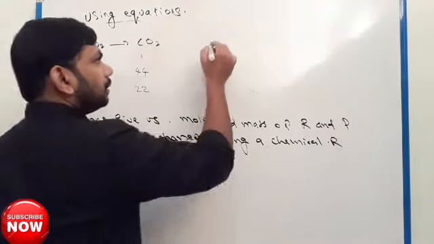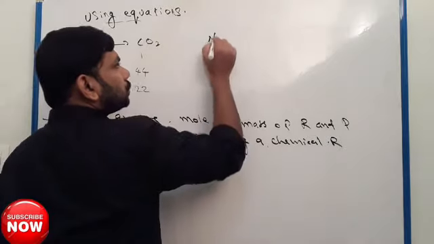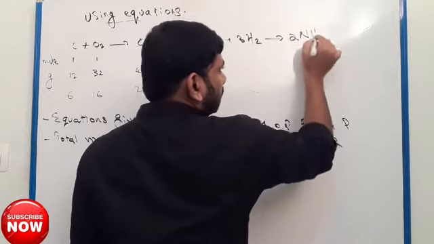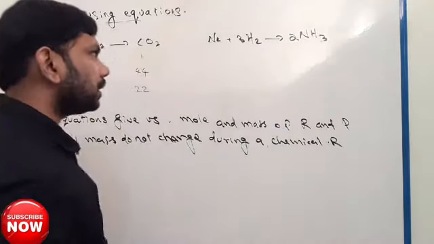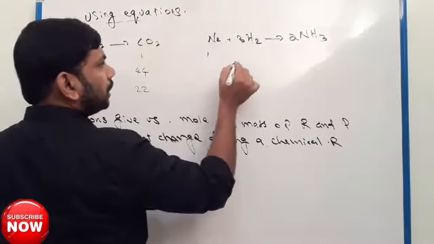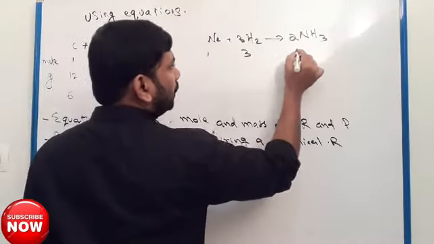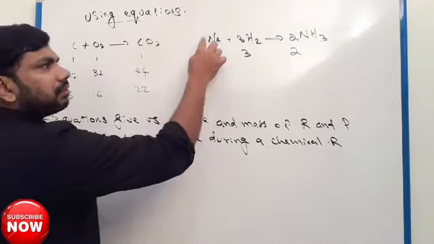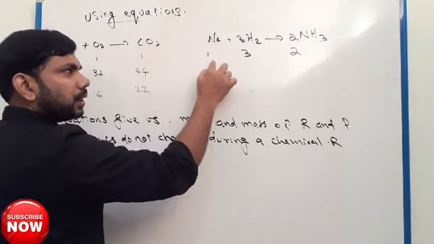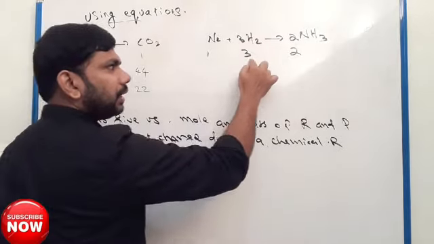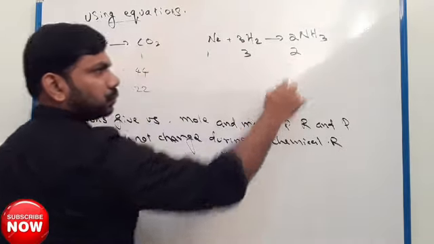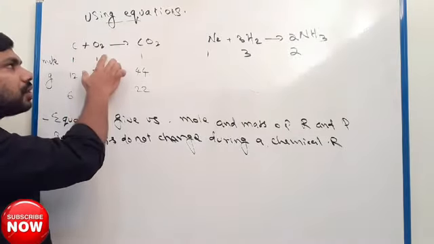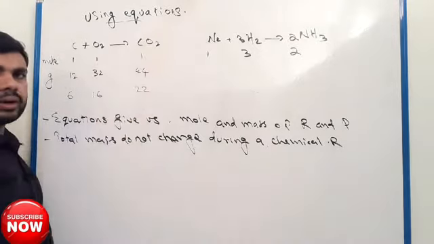Sometimes you can see here N2 plus 3H2 giving 2NH3. This is one balanced chemical equation. Here 1 nitrogen, 3 hydrogen, 2 NH3. So the coefficient of nitrogen is 1, coefficient of hydrogen is 3, coefficient of NH3 is 2. Similarly, the coefficient of carbon is 1, coefficient of oxygen is 1 and carbon dioxide is 1.